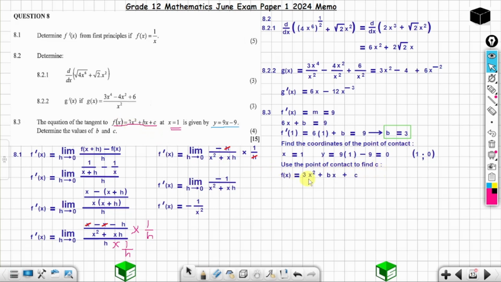Okay, you have f of x is equal to this. You have x and y. This is y. It's 0. This is equal to 3 times x squared, x is 1, plus b. B is equal to 3 times x, x is 1, plus c. C is equal to negative 6. Okay, negative 6. So we have b and c.